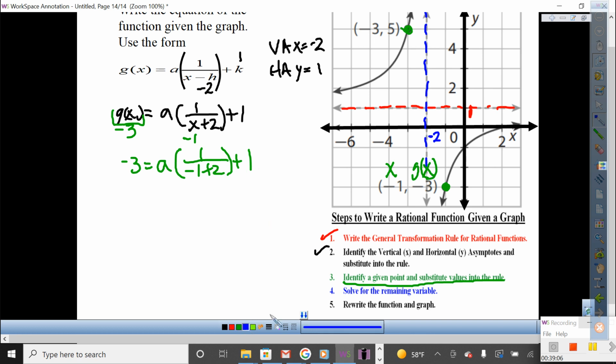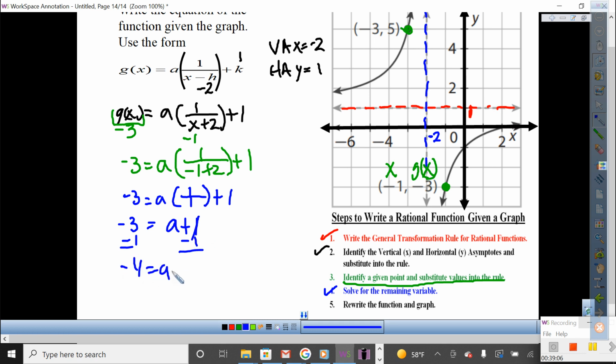Yes. Next, solve for the remaining variable. What's the remaining variable, guys? A. So this is negative 3 equals a times 1 over 1, plus 1. How do I get 1? Negative 1 plus 2 is 1. What is 1 over 1? 1. A times 1 is a, plus 1, equals negative 3. Let's continue solving. Minus 1 on both sides. Negative 4 equals a.